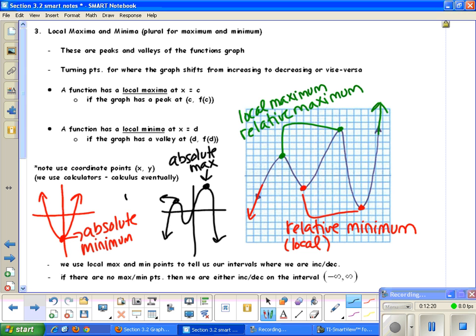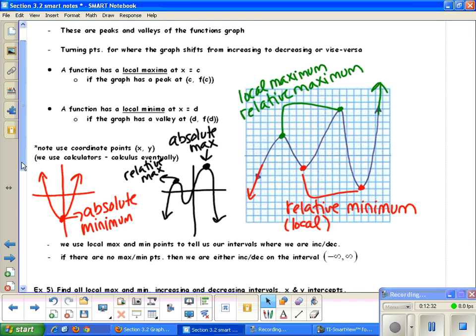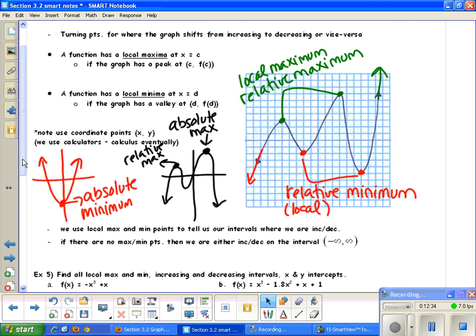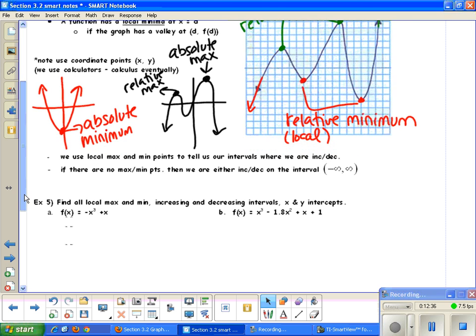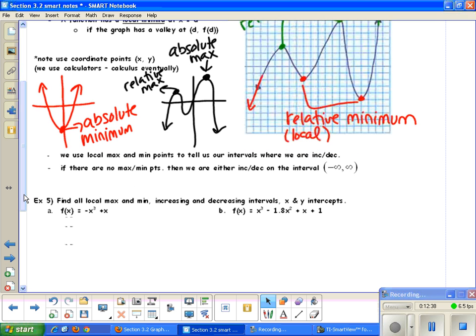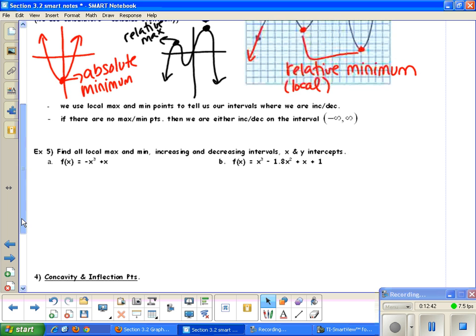This would be the relative or local maximum point, because relative to the points around it, it's the highest, but this point over here is the actual highest. Now, when you're doing these graphs that you're going to be given, you're going to have to find the maximum and minimum in order to tell your intervals where you're increasing and decreasing.